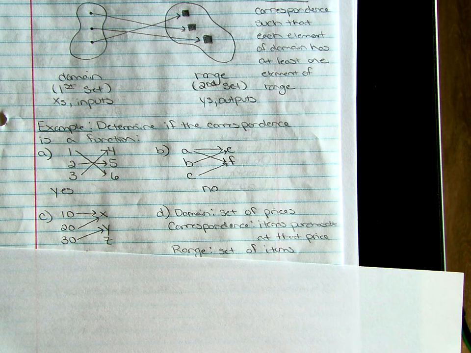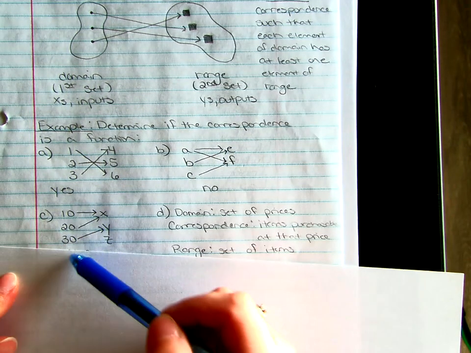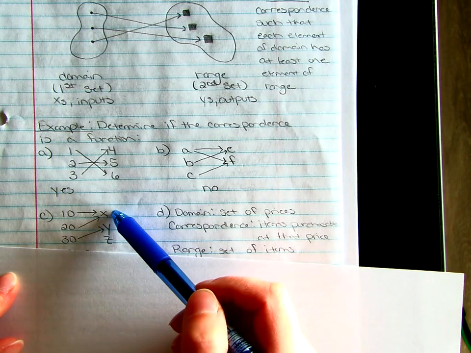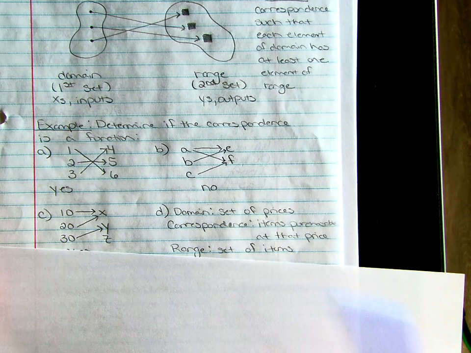It is a function. Now you might look at that and say, well, wait a second. Nothing goes to Z and 10 and 20 both go to X. That's okay. The thing that you can't have happen is like on B. We had A go to 2 different things. That was the problem. A can't go to 2 different things, but 2 different inputs could give us the same output, and that is okay for a function. So this one, yes, is a function.